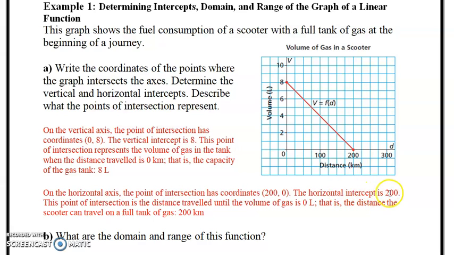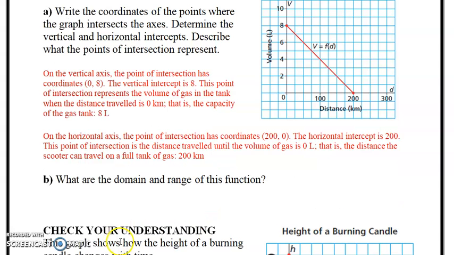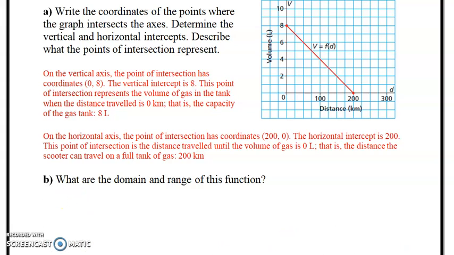The horizontal intercept is 200. This point represents the distance traveled until there's a volume of 0. So the tank is empty. That means that the scooter can travel 200 kilometers on 8 liters of fuel. Okay. Next, we're going to look at the domain and range, and we'll write these out.